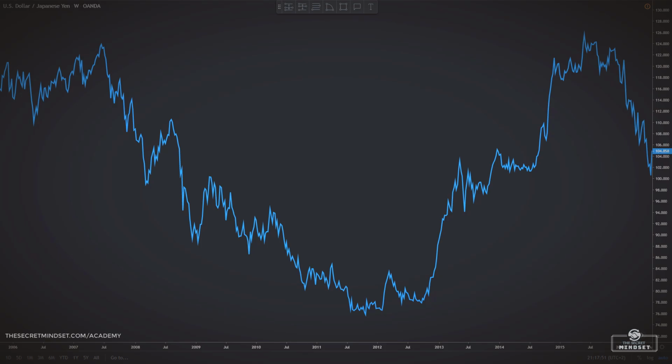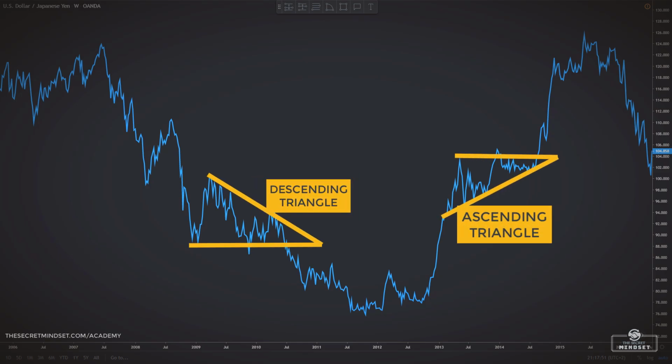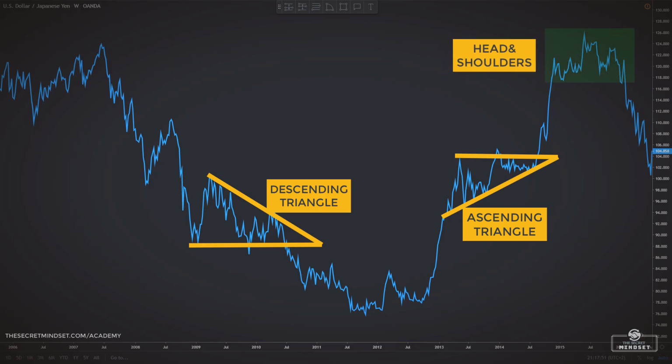If you pay attention to this example, we can clearly see several continuation patterns, a descending triangle and an ascending triangle, signaling a continuation in the underlying trend. And we can also see one reversal pattern, a head and shoulders, indicating a possible reversal of the underlying trend.